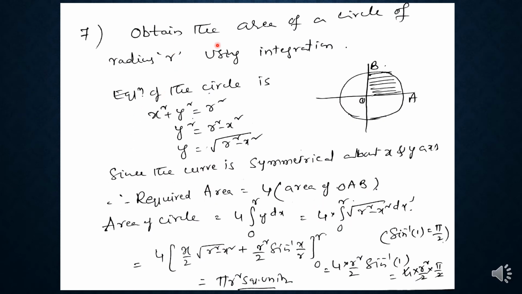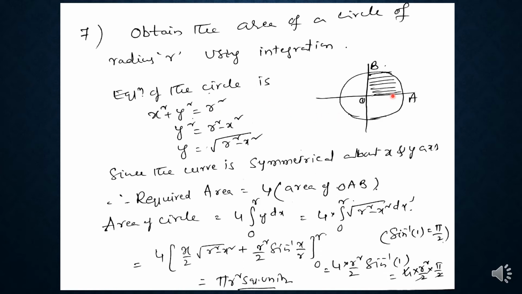Next, obtain the area of a circle of radius r using integration. In this problem, we don't have any function y equal to f of x, so we should write the equation of the circle. What is the equation of the circle with center at the origin (0, 0) and radius r? Remind the formula of a circle: the equation of the circle is x square plus y square is equal to r square, where r is the radius of the circle.